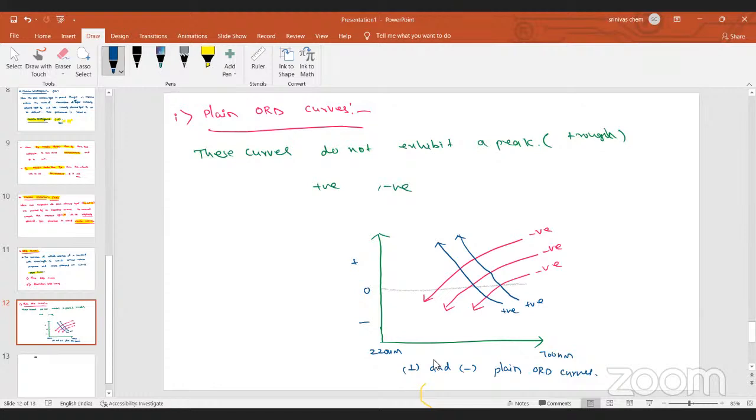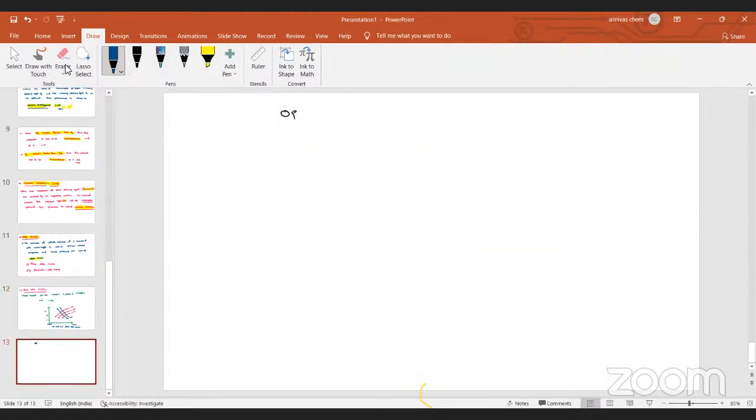So take a screenshot. And next, anomalous ORD curves, the second one. So what are plain curves? They do not exhibit peaks, and are called plain ORD curves.